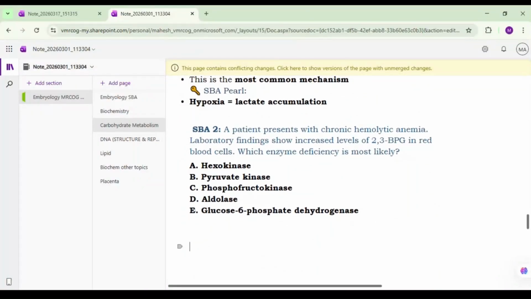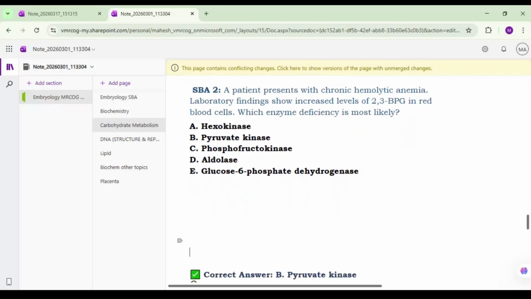Next. A patient presents with chronic hemolytic anemia. Laboratory finding shows increased level of 2,3 BPG in red blood cells. Which enzyme deficiency is most likely? Phosphofructokinase. Option B, pyruvate kinase. Right, your answer is B.